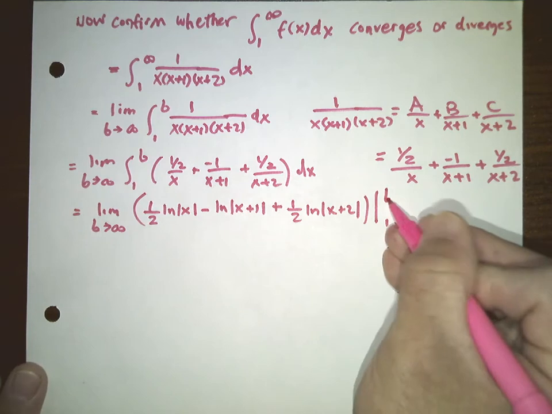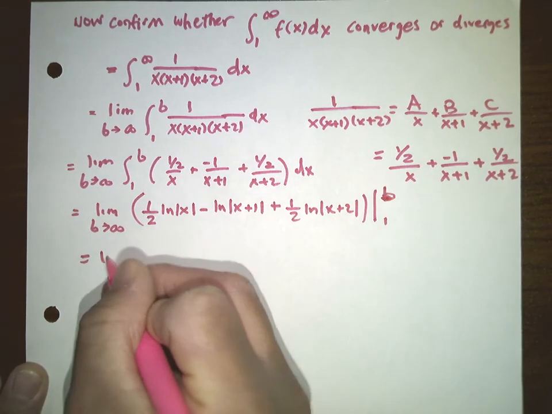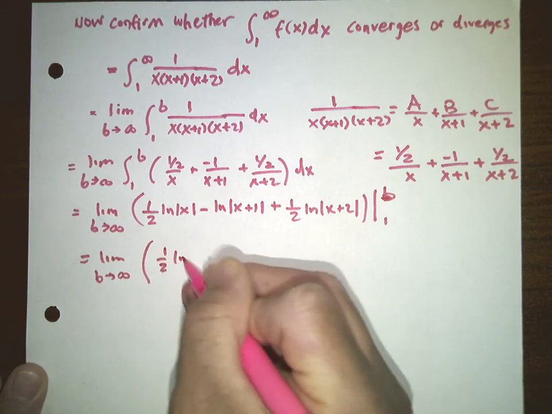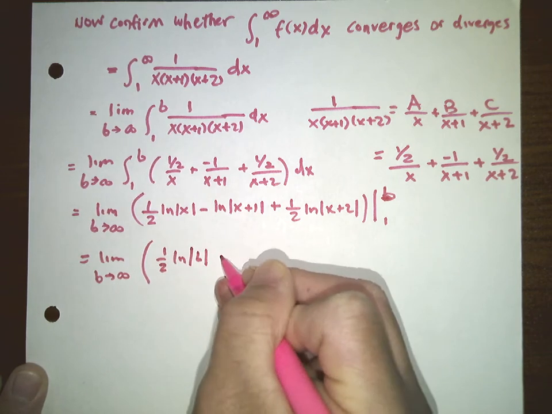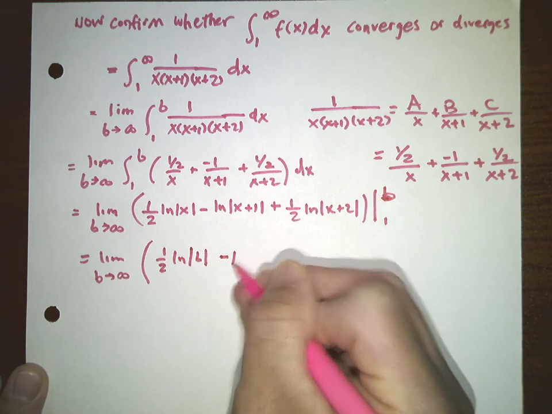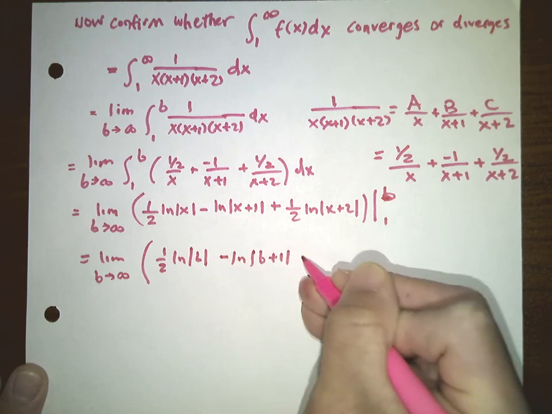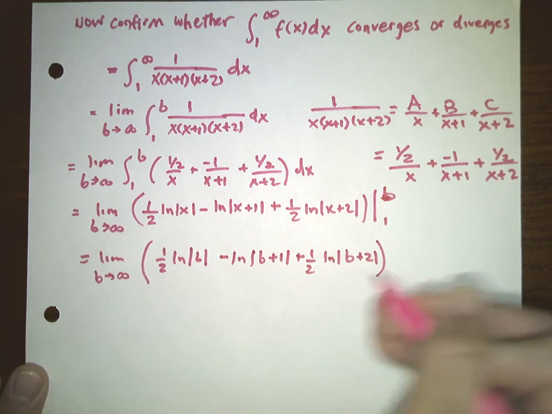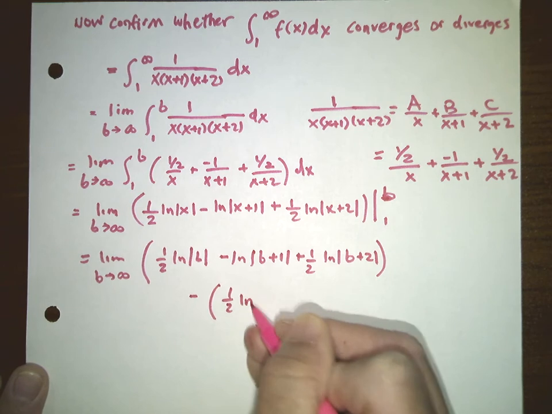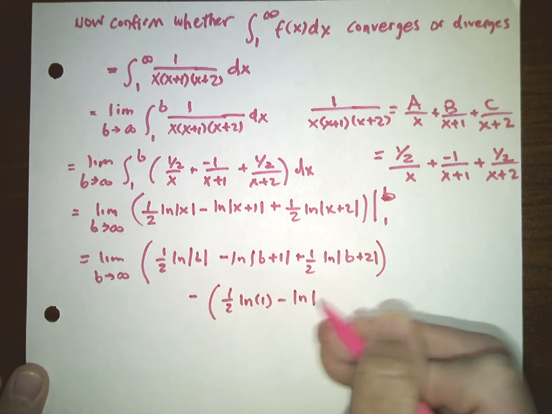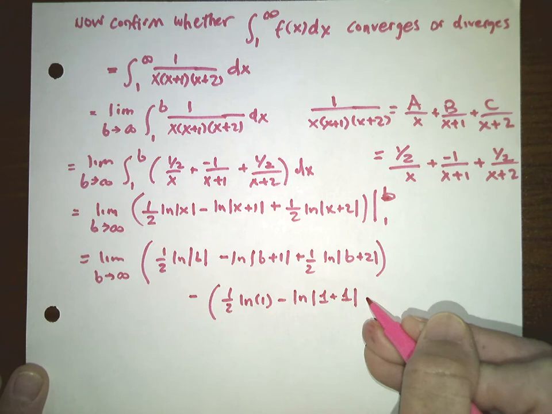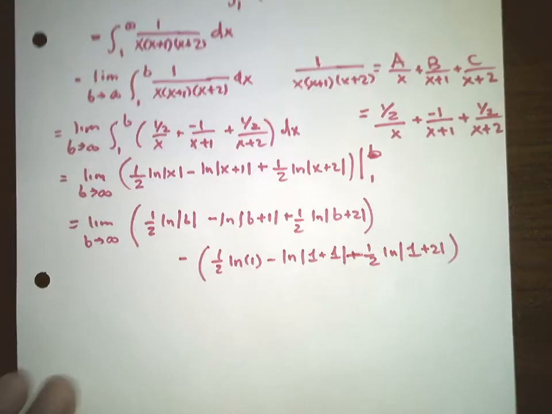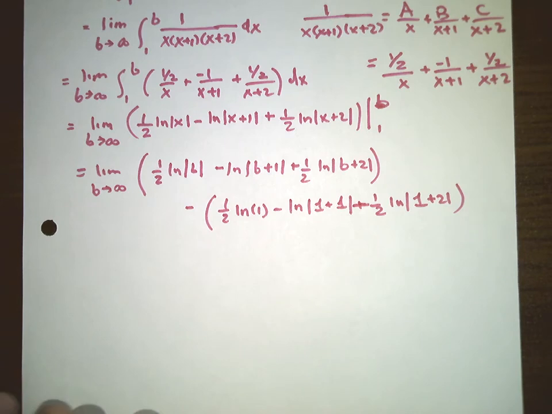So then what do I have here? I have limit as b goes to infinity of 1/2 natural log of b minus natural log of b plus 1 plus 1/2 natural log of b plus 2, and then minus the 1/2 natural log of 1 minus natural log of 1 plus 1, then plus 1/2 natural log of 1 plus 2. So then I just go ahead and I simplify here.